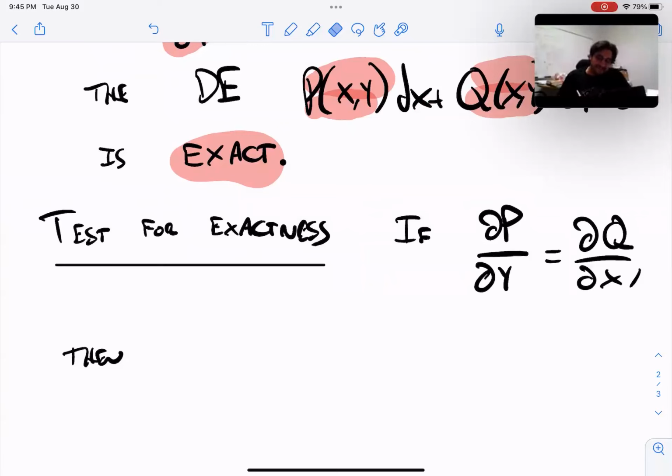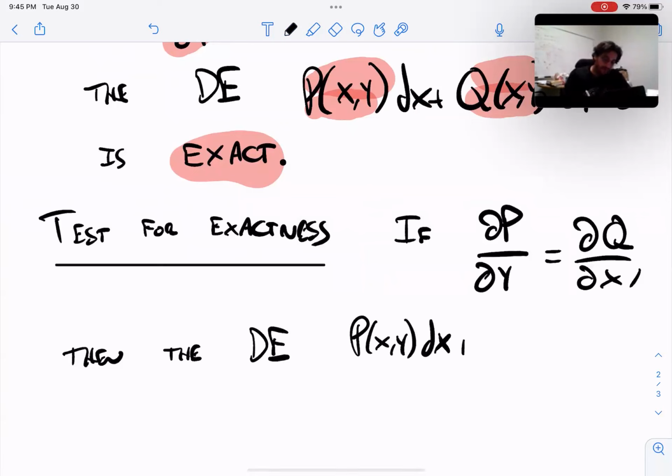So if dP/dy equals dQ/dx, then what do we have? Then it turns out the differential equation in differential form, P(x, y) dx plus Q(x, y) dy equals 0, is exact.